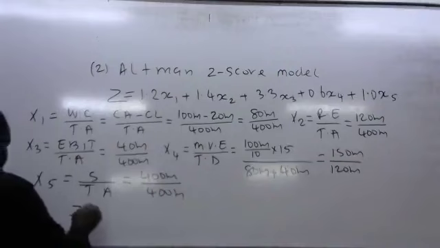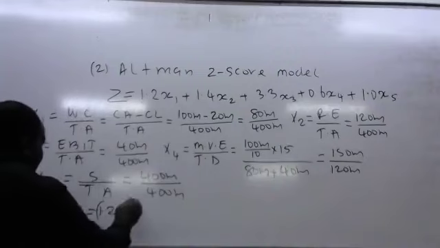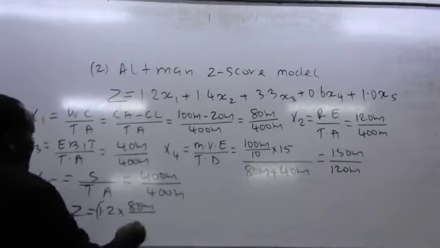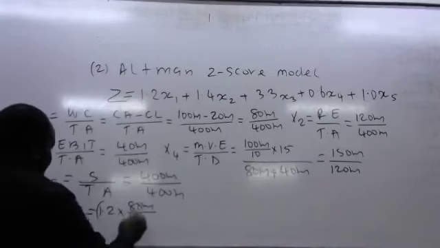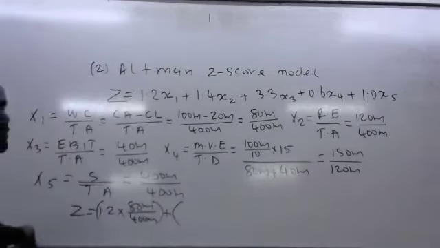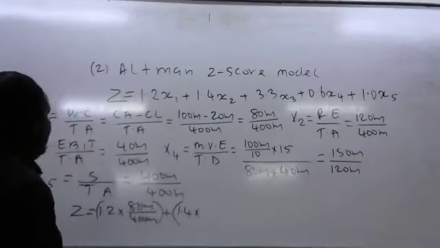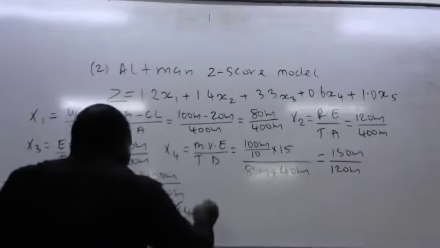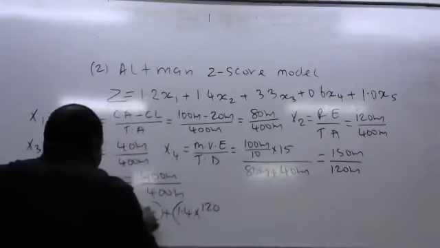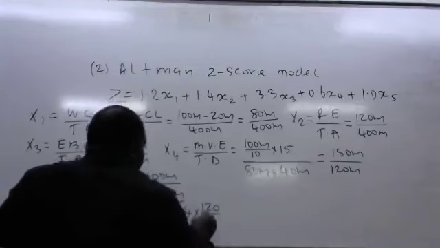Z is supposed to be equal to 1.2 x1. See, x1 we saw it is how much? 80 millions divided by 400. You go to the next one, which is 1.4 multiplied by x2. Our x2 was 120 millions divided by 400.